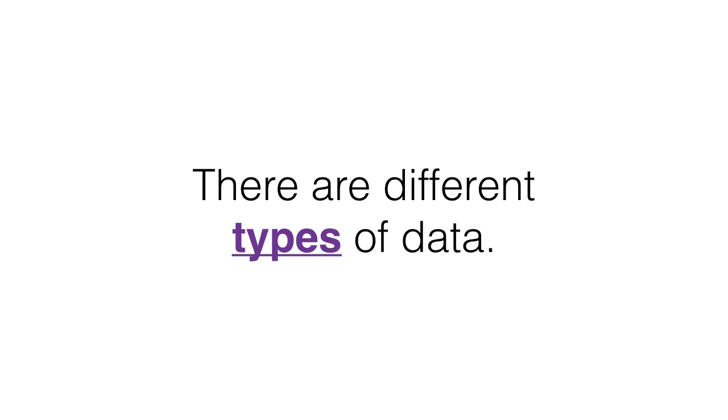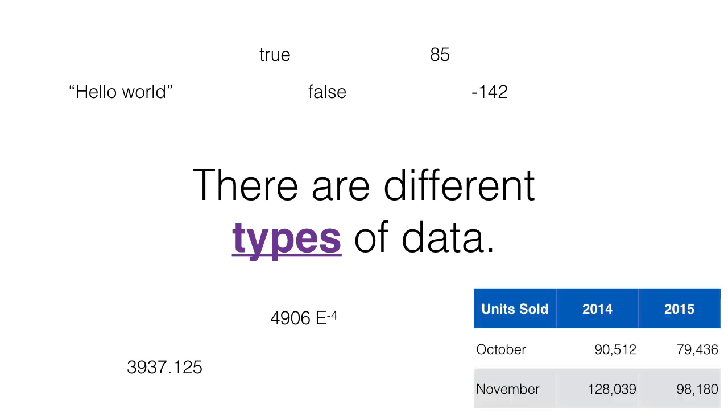There are different types of data. For example, there's "hello world," true, false. There are integers like 85 and negative 142. There are floating point numbers. And then there are these special types of information.